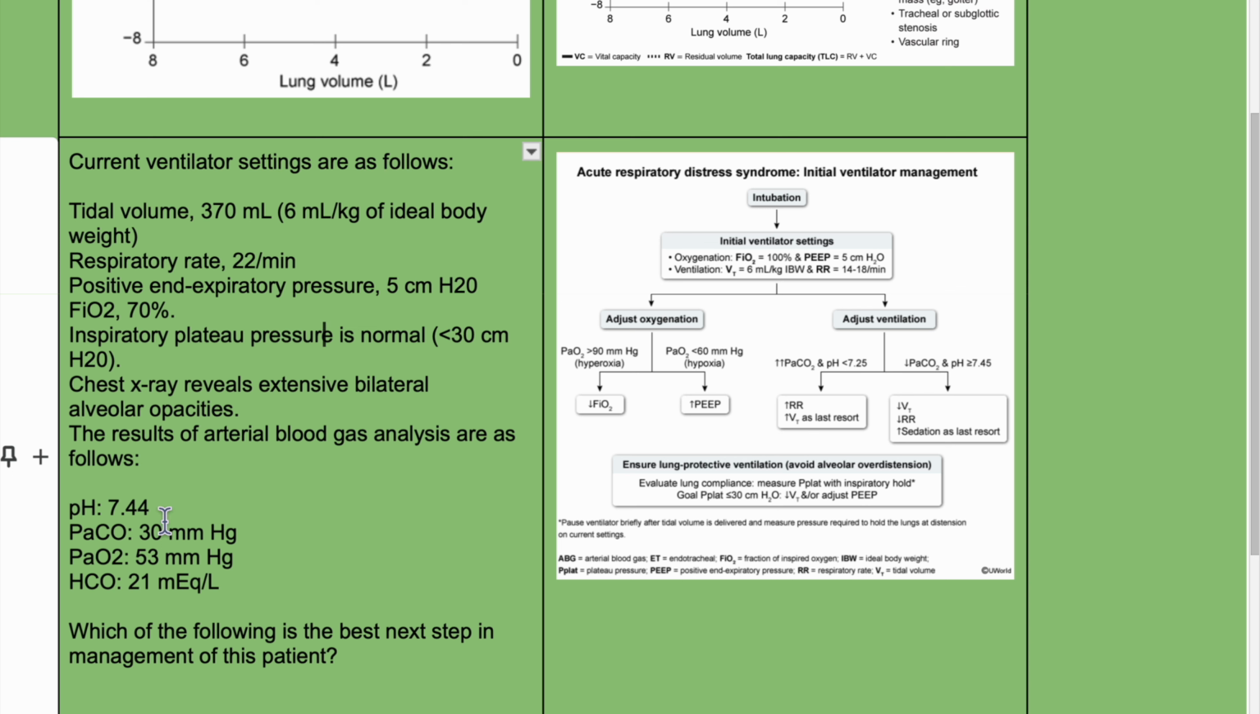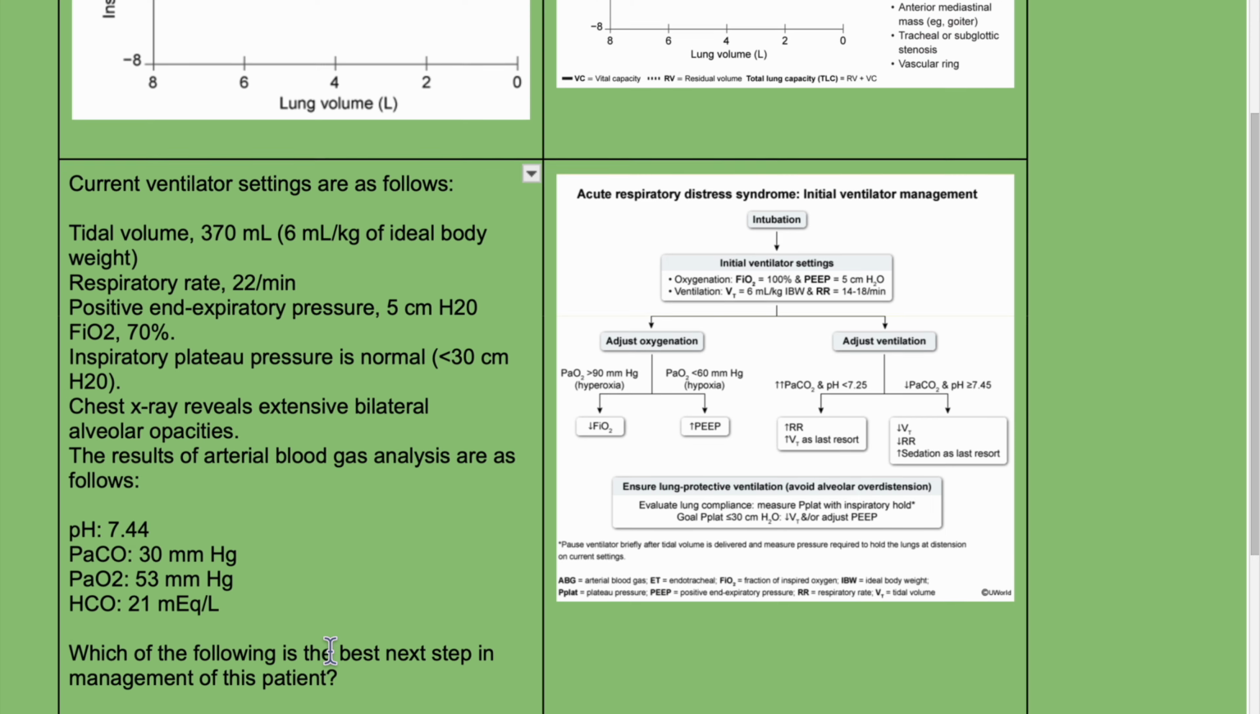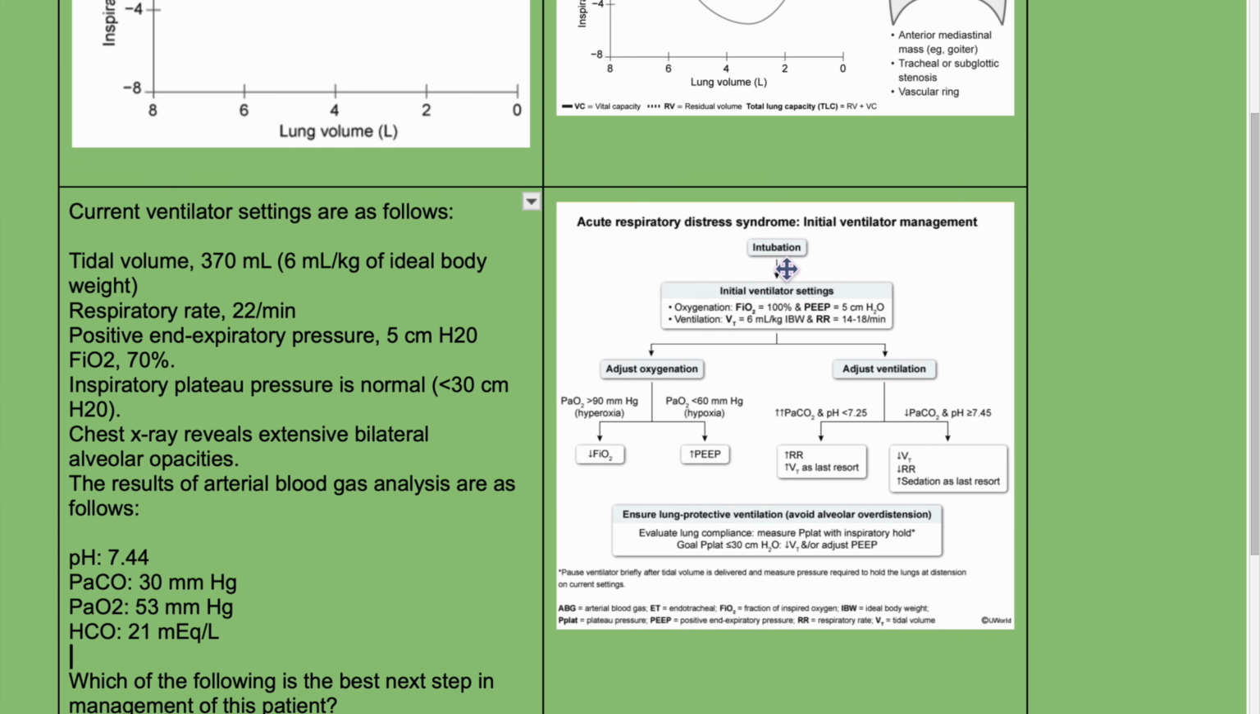pH is 7.44, PaCO2 is 30 mmHg, PaO2 is also 53 mmHg, HCO3 is also low. Which of the following is the best next step in management of this patient? So this is how we go about it, right? If it's intubated, initial ventilatory settings. Tidal volume is already set at the correct amount. Respiratory rate, we want it lower, right?